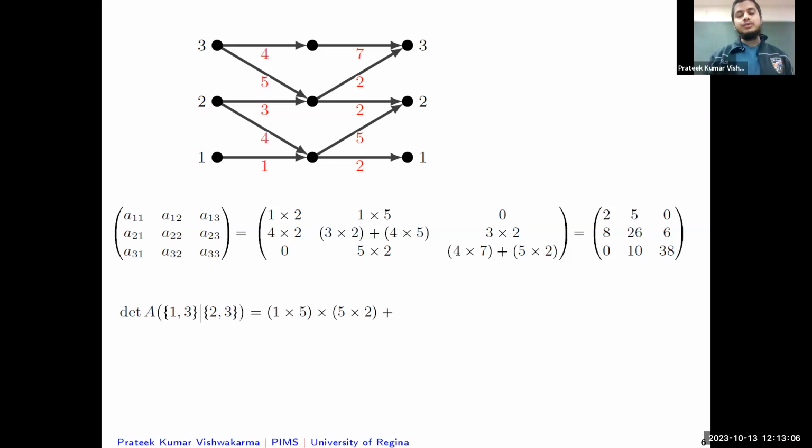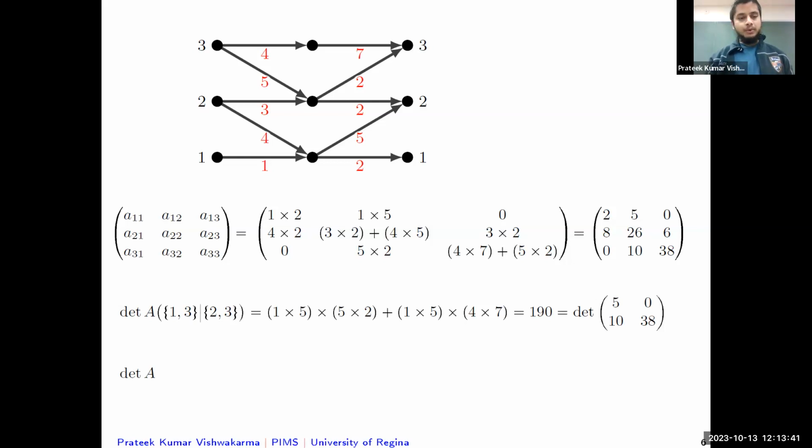And then we add another way to traverse from 1, 3 to 2, 3. Again, we use 1 times 5 to go from 1 to 2, and we use 4 times 7 to go straight across from 3 to 3. The overall weight of these sets of paths is 190. It is also equal to the determinant of the submatrix corresponding to rows 1, 3 and columns 2, 3, so 5, 0 and 10, 38.